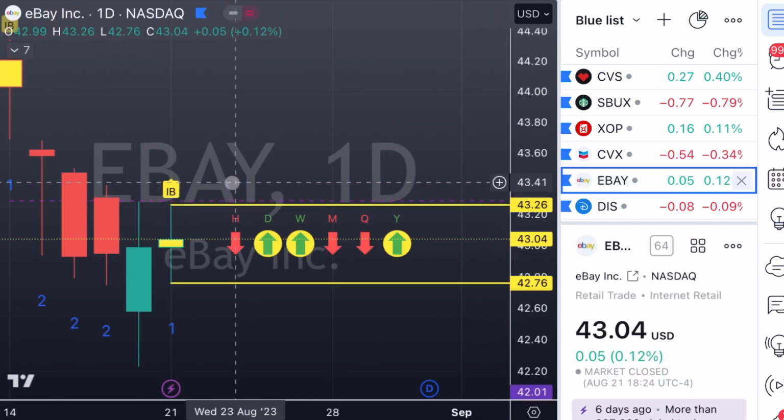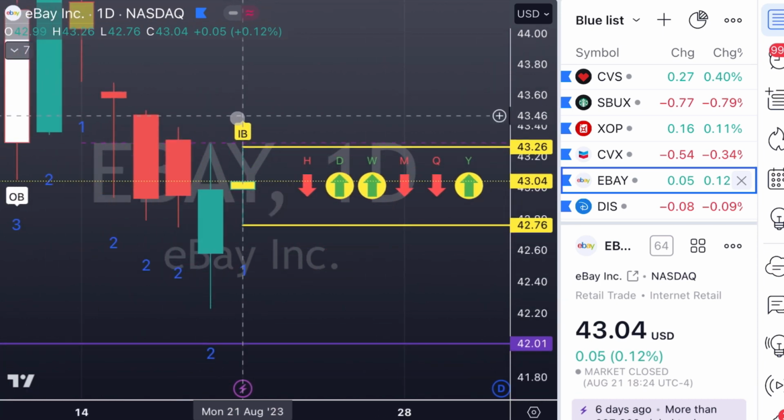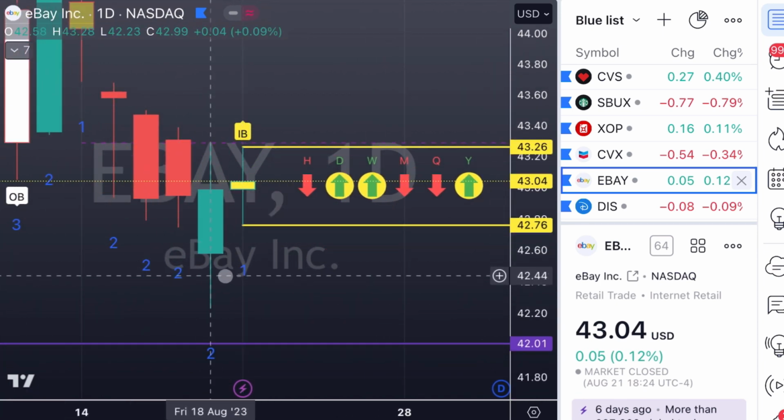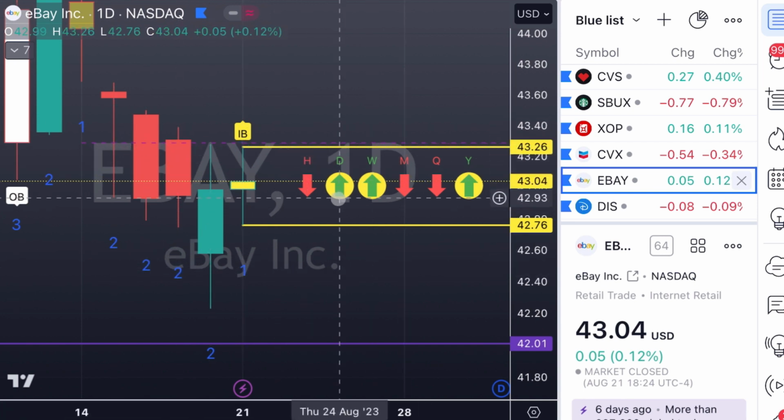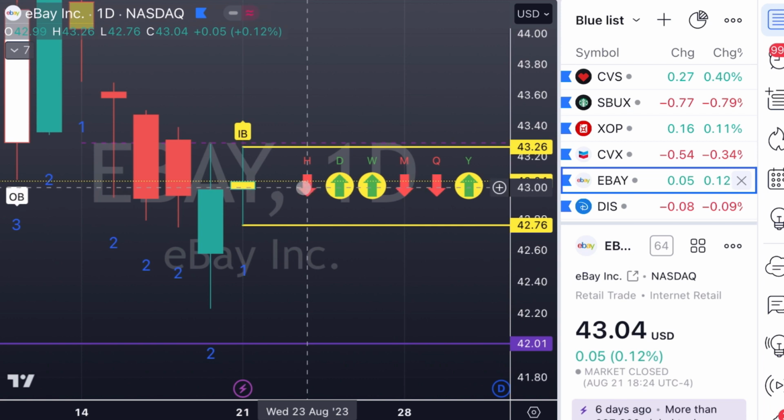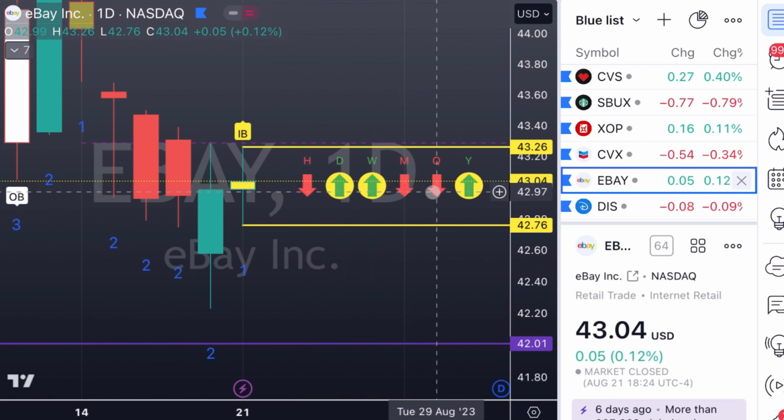eBay inside bar. So we talked a little bit about these, but the inside bar or 1 bar. So again, these candlestick numbers are part of my indicator. The yellow inside bar, the white outside bar, the Sarah Strat Sniper 50% rules on the candles. This time frame continuity, all part of my indicator.